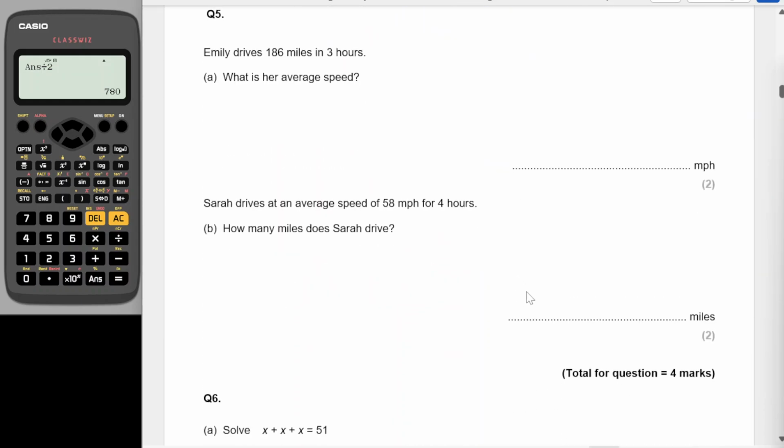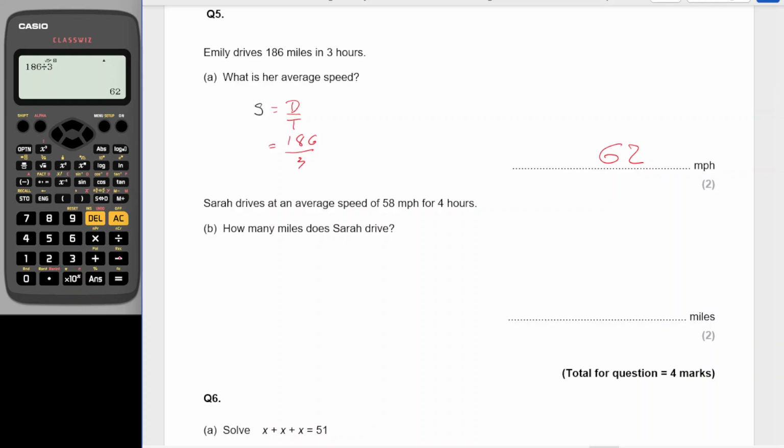Question 5. Emily drives 186 miles in 3 hours. What is her average speed? Well, speed is equal to distance divided by time. So that's going to be equal to 186 divided by 3. So 62 miles per hour.